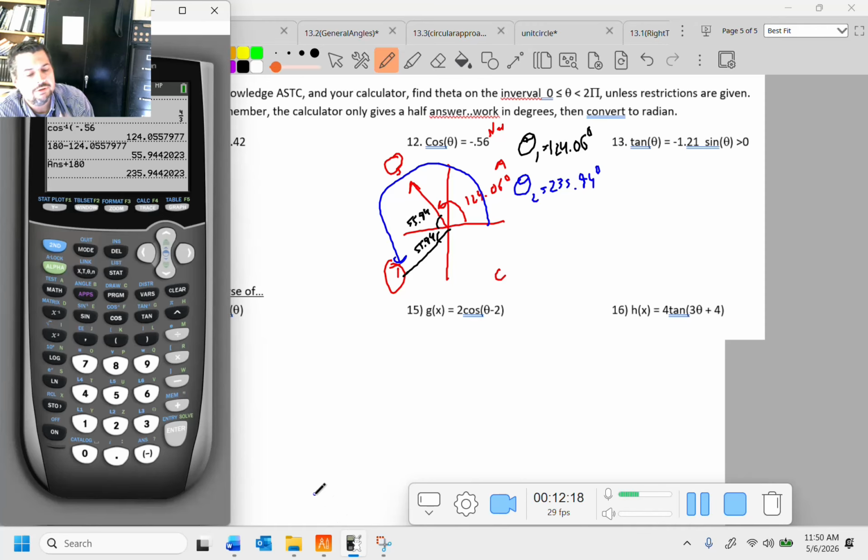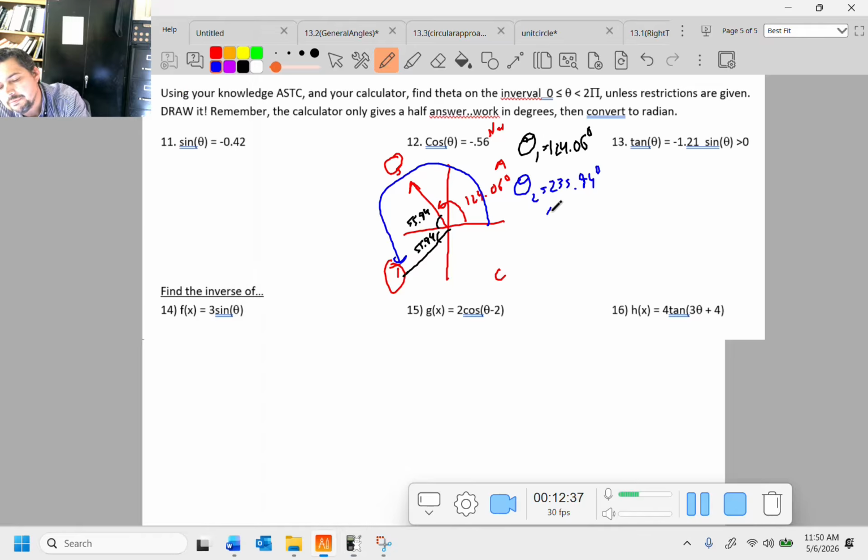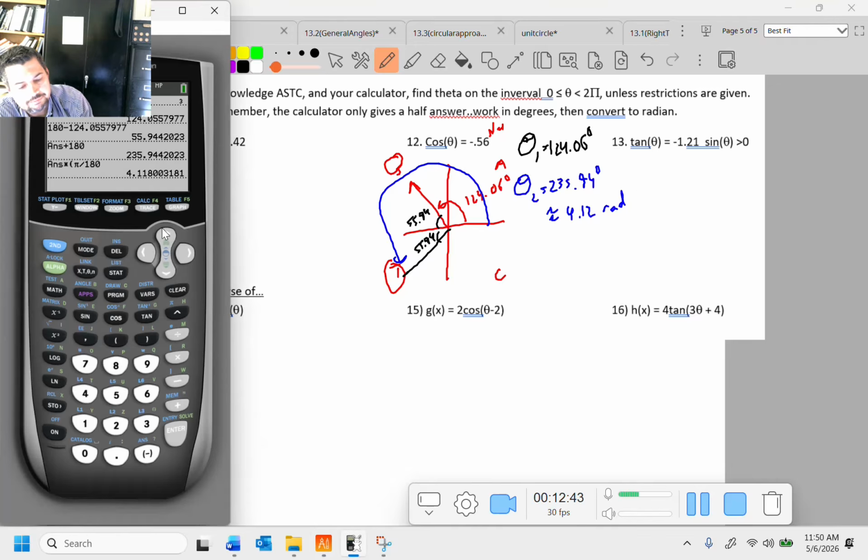Now, the fun part, to convert an angle from a degree into a pi rad, or just a radian in general, we multiply it by pi over 180. Too many zeros there, right? And that one's about 4.12 rad. All right, the one above it, being a little extra with the parentheses here, is about 2.17 rad.